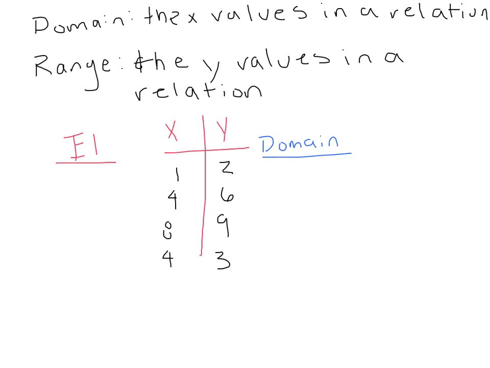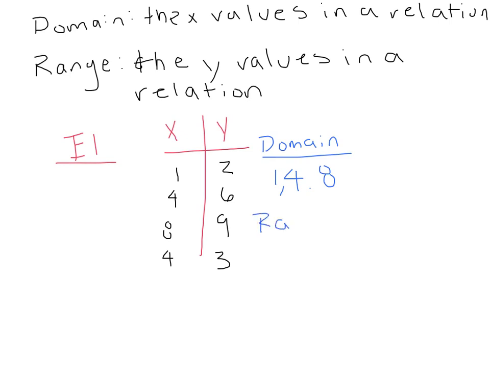So I'm going to write, all right, I have 1, 4. I have 2 4s here, but I'm only going to write it once because although it repeats, it's the same number. So I have 1, 4, and 8. So my domain is 1, 4, and 8.